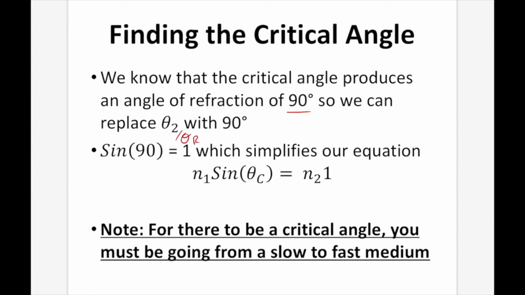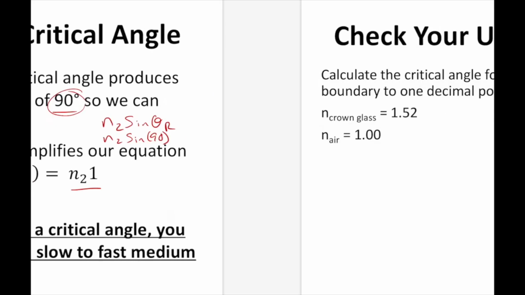So to break it down even further, n2 sine theta r. We're told that theta r is going to equal 90 degrees. So we're going to say n2 sine 90. Sine 90 equals 1. So on the right-hand side of the equation, we're left with n2 times 1. On the left-hand side, it's still n1 sine theta critical. And like I said previously, for there to be a critical angle, you must be going from a slow to fast medium. Otherwise, it's not going to work.